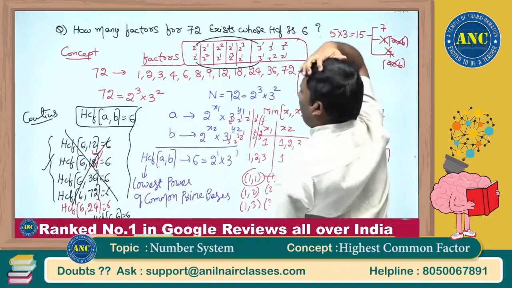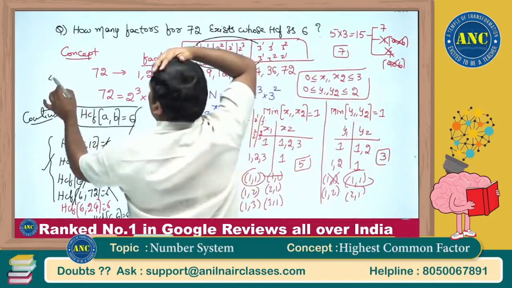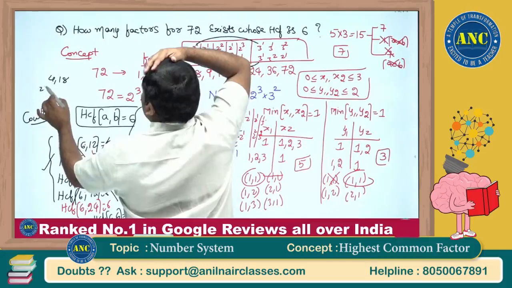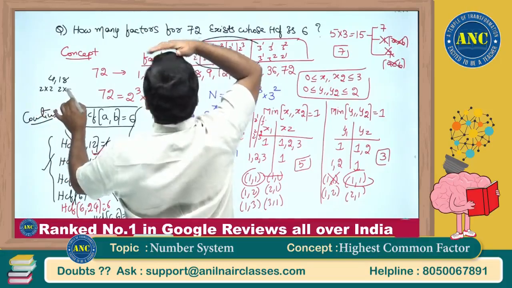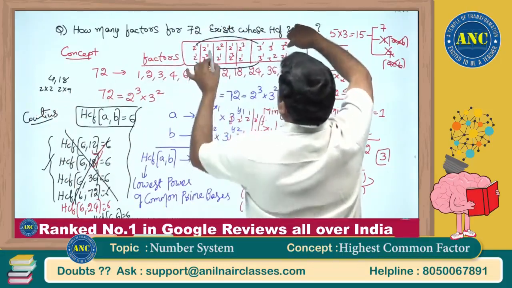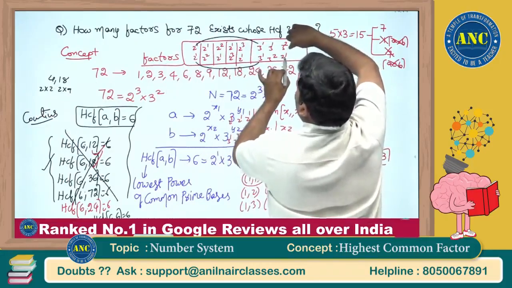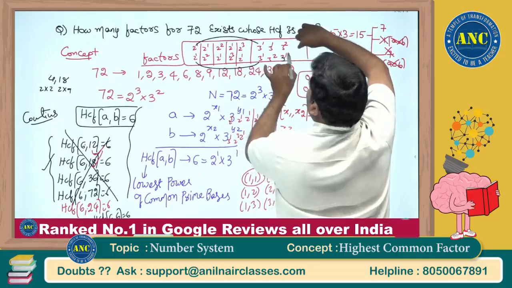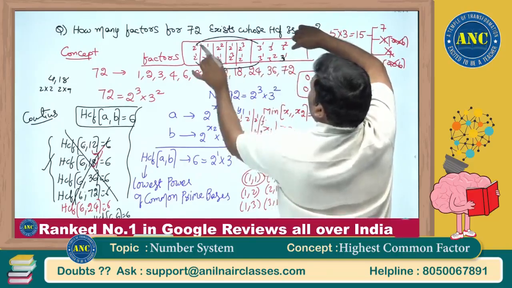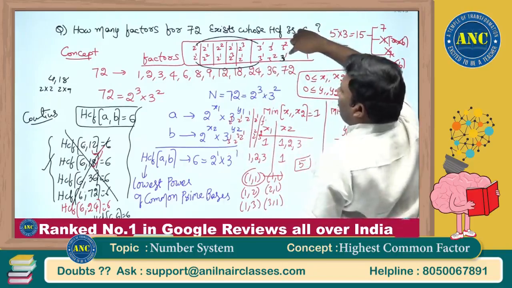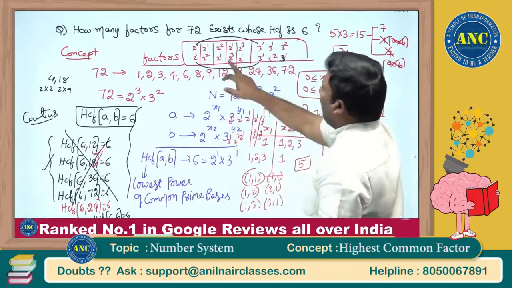Next case, 2 9s are 18. 2 2s are 4. 4 comma 18. 2 into 2. Which case is it? 2 into 3 square. 9 2s are 18. It is 3 square, right? 3 power 1. So 9 twos are 18, 3 twos are 6, 6 comma 18 we have taken.